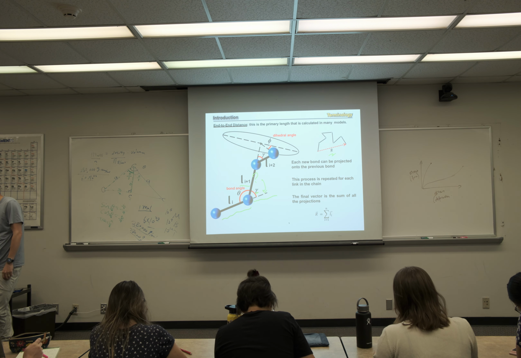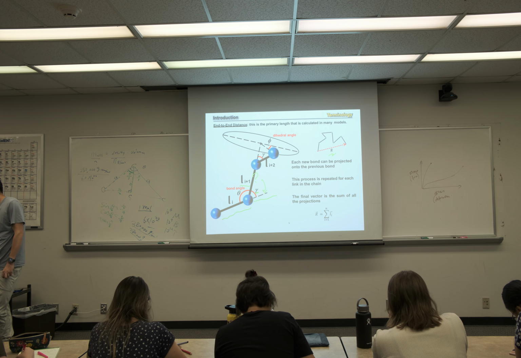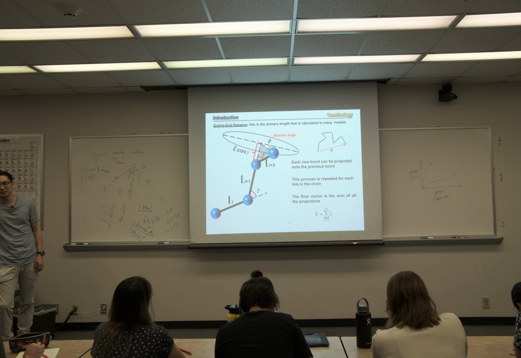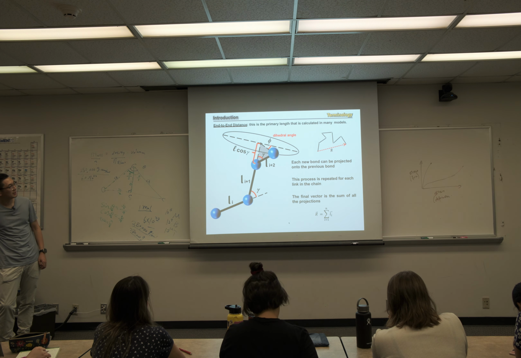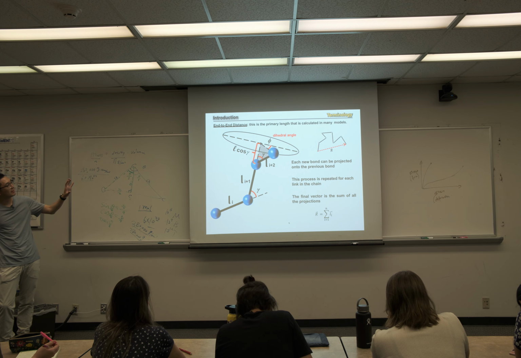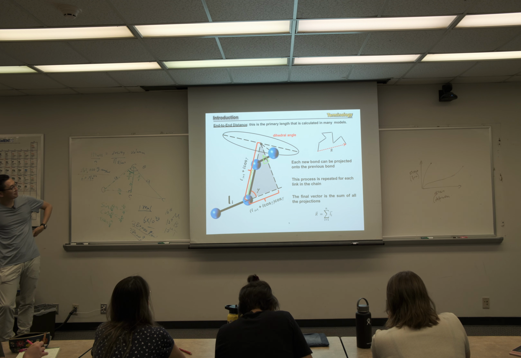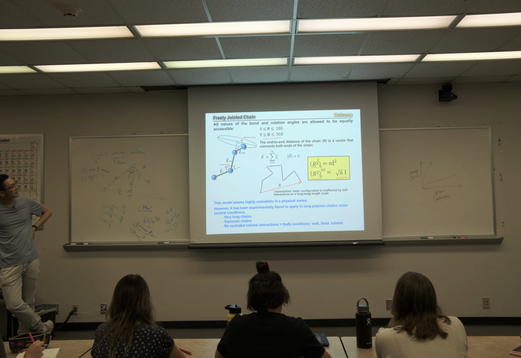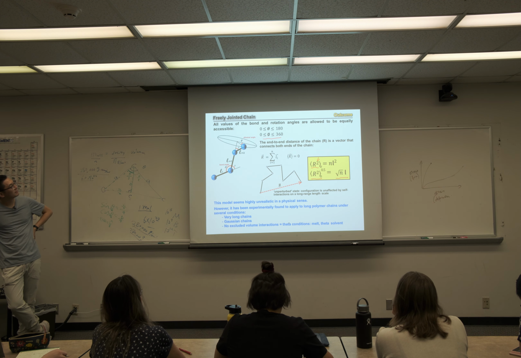Okay, so we start to talk about end-to-end distance. We start to introduce the new model of the freely rotating chain. In this case, your bond angle is fixed. Okay, here is an example.